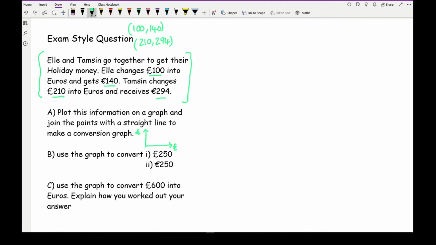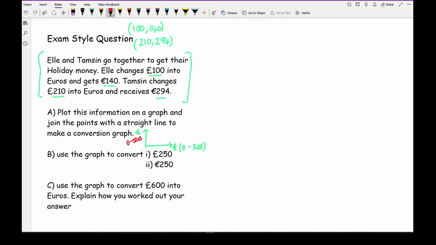Now in order to draw up my scale, what I need to do is make sure that I'm able to plot these 2 coordinates. So here, for pounds, I'm going to go from 0 to, let's say, 300. And for euros, I'm going to go from 0 to 500. Again, let me just get rid of that so it doesn't look like a coordinate. So for the euros, I'm going to go 0 to 500 upwards.